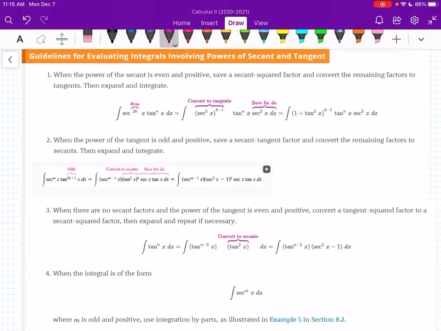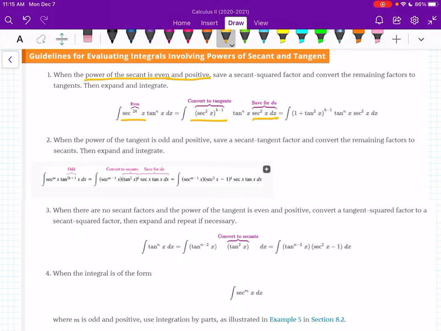I apologize. Our first rule is when we have powers of secant that are even and positive, we're going to save one of those secant squared factors and convert the remaining factors to tangent. So if I have an even power here, I'm going to convert an even number of them to tangents and keep one of those secant squared here.